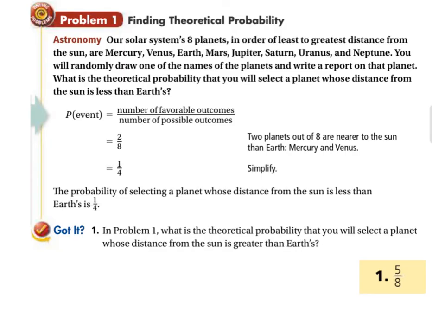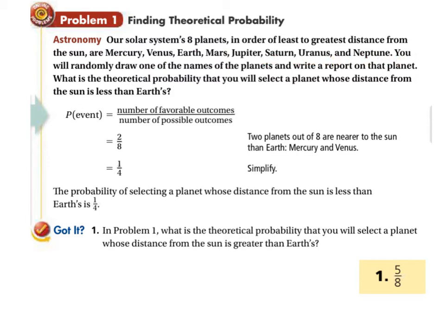All right, the fun stuff, finding theoretical probability. Again, this is the probability of what should happen. Our solar system's 8 planets. Yeah, I hate when they got rid of that other one. In order of least to greatest distance from the Sun are Mercury, Venus, Earth, Mars, Jupiter, Saturn, Uranus, Neptune. Again, we're missing Pluto, makes me sad. You will randomly draw one of the names of the planets and write a report on the planet.